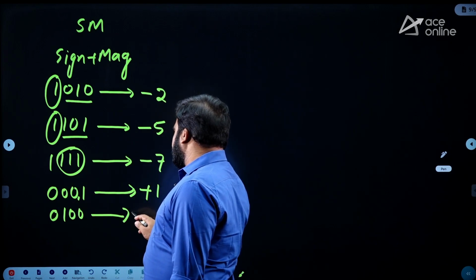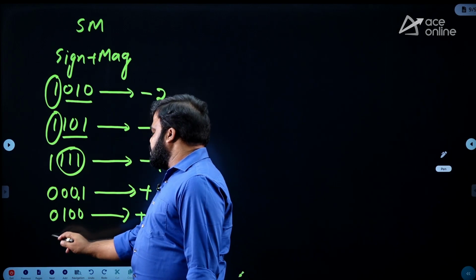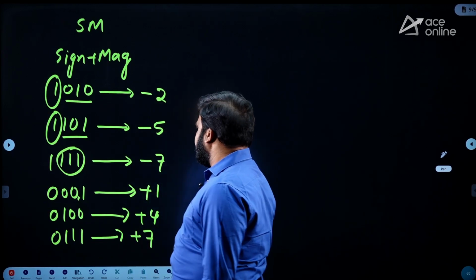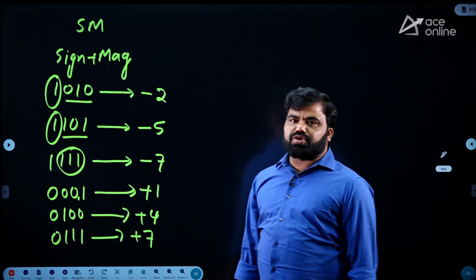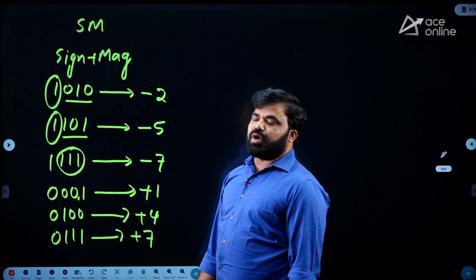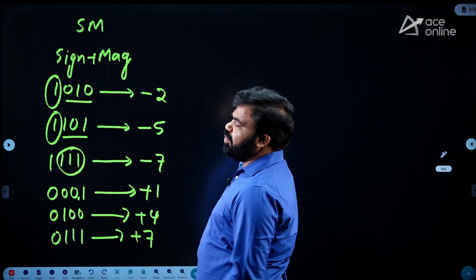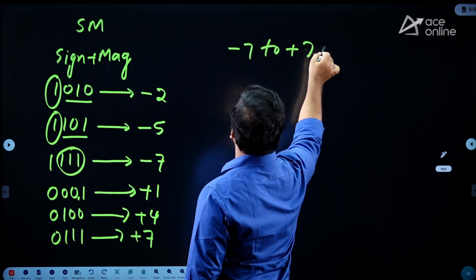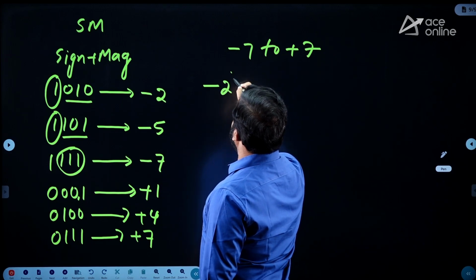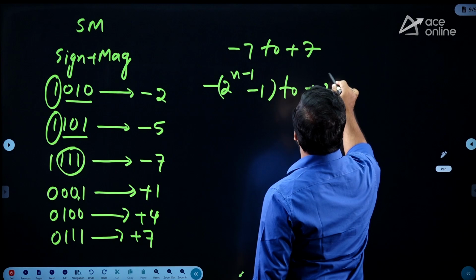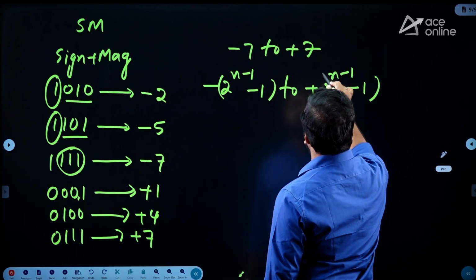0100, what do we get here? It is plus 4. 0111 is plus 7. What range do we have here? Minus 7 is the most negative number, plus 7 is the most positive number. So minus 7 to plus 7 is the range using 4 bits. Minus (2 power n minus 1, minus 1) to plus (2 power n minus 1, minus 1) is the range using n bits.